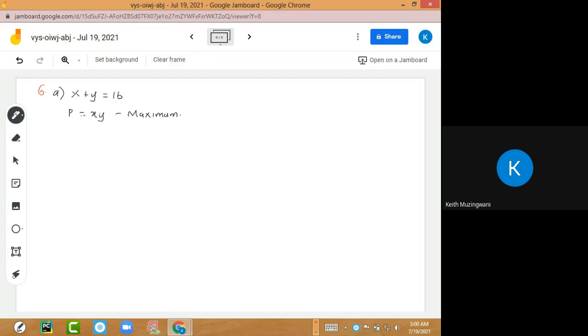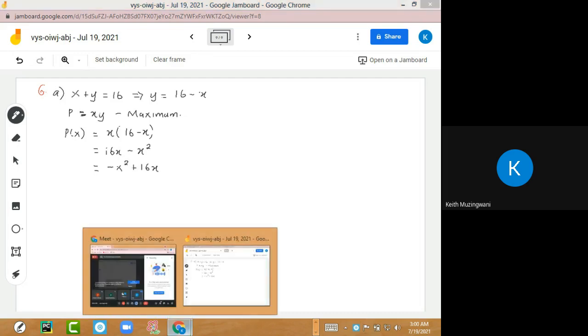So, since we have the product, we also have the sum. If we go back to the sum and solve for y, it will come out to be 16 minus x. Then we come to the product and write it as a function of x. Since where there is y, we are bringing 16 minus x. You will notice that we are getting 16x minus x squared, which you can write as negative x squared plus 16x.